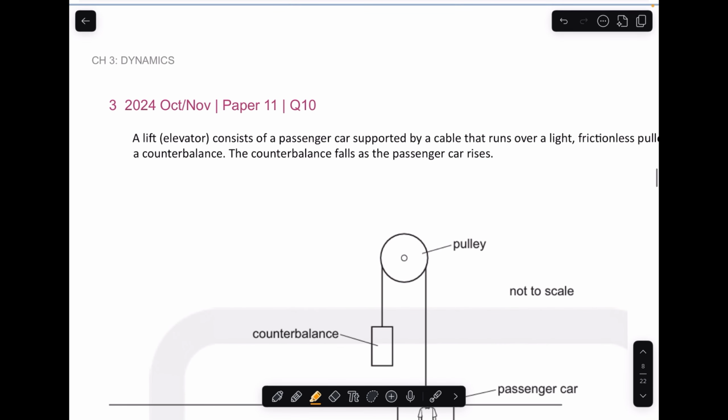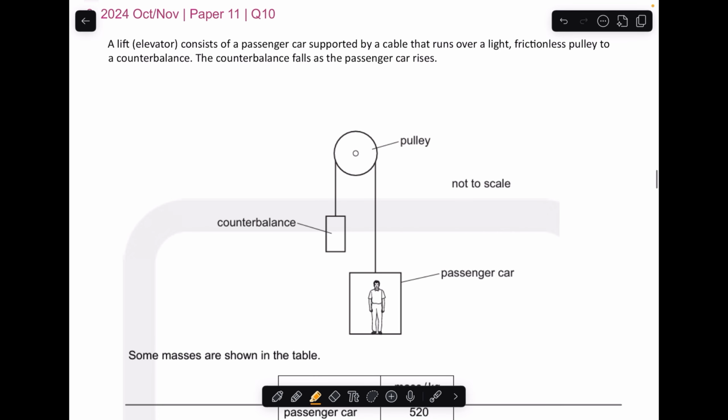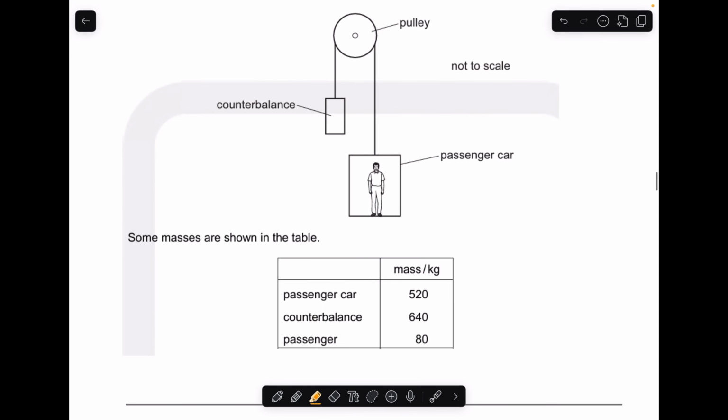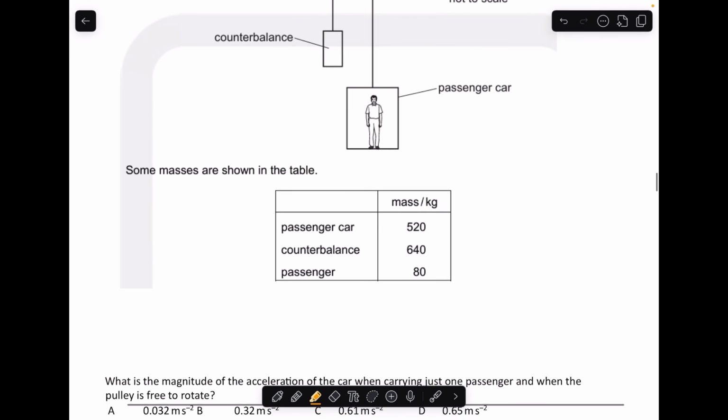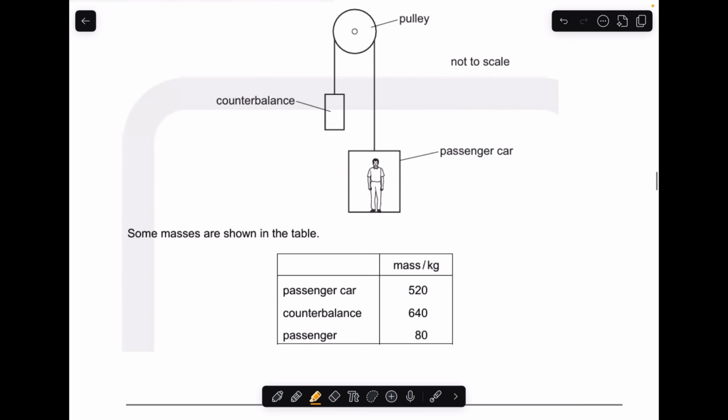In question 3, a lift elevator consists of a passenger car supported by a cable that runs over a light frictionless pulley to a counterbalance. The counterbalance falls as the passenger car rises, and some masses are shown on the table. You have to find the magnitude of the acceleration of the car when carrying just one passenger when the pulley is free to rotate. Okay, so you have to find the acceleration.